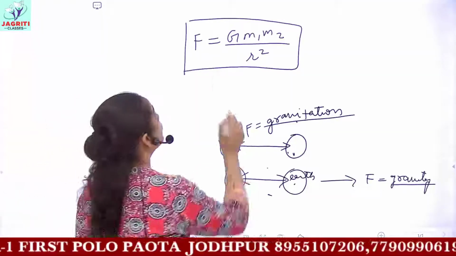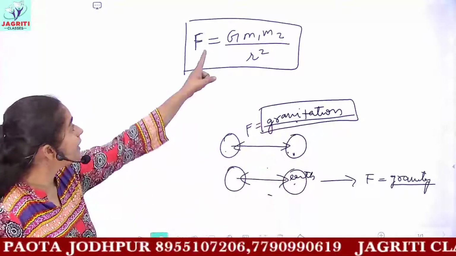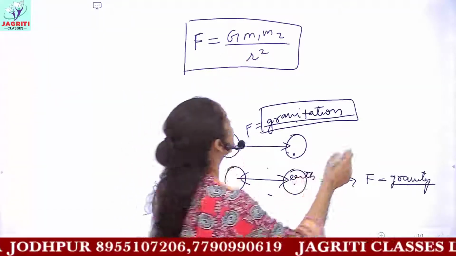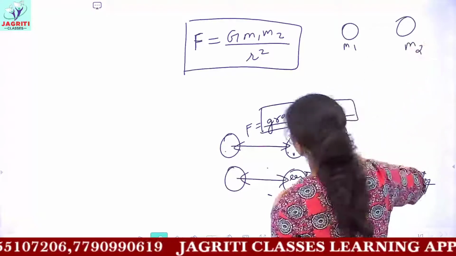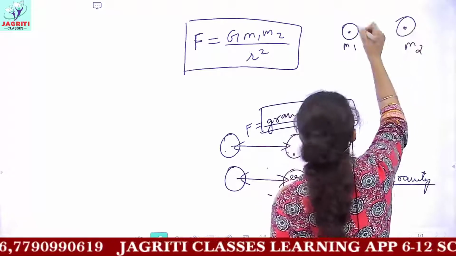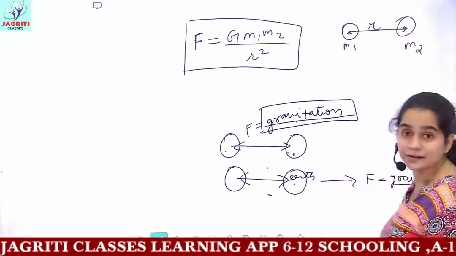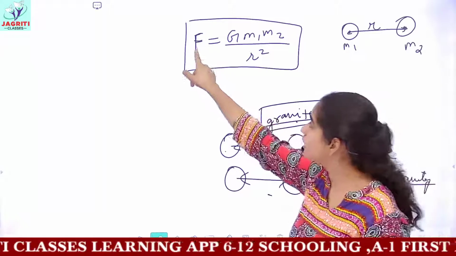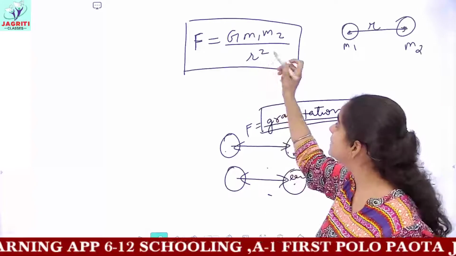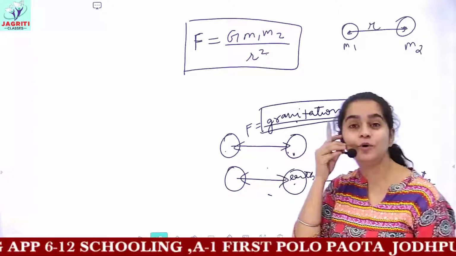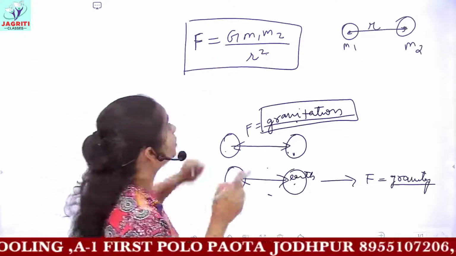This gives you the magnitude of the gravitation force present between any two objects having masses m1 and m2. The masses of the objects are m1 and m2, and if you measure the distance between the centers of both the objects, the distance is r. So we say that the gravitation force depends on the product of both the masses, and inversely depends on the square of the distance between both the masses. This gives you the value of the gravitational force, and then we found the value of G.